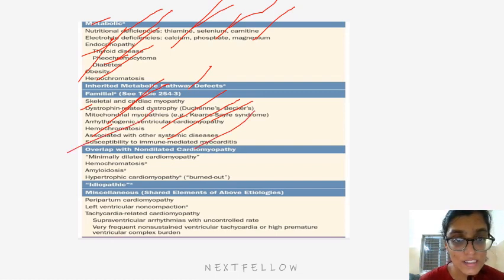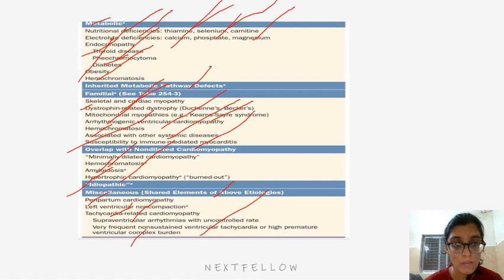Overlap with non-dilated: minimally dilated cardiomyopathy, hemochromatosis, amyloidosis, and HOCM. Idiopathic, miscellaneous, shared elements of above etiologies: peripartum cardiomyopathy, left ventricular non-compaction. Tachyarrhythmia-related cardiomyopathy: supraventricular arrhythmia and uncontrolled rate, very frequent non-sustained ventricular tachycardia, and high premature ventricular complex burden.